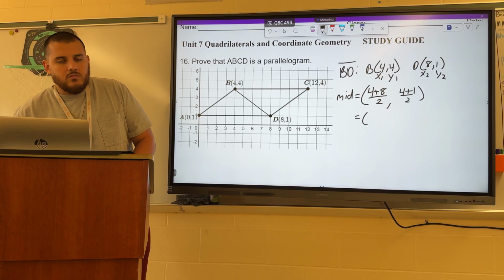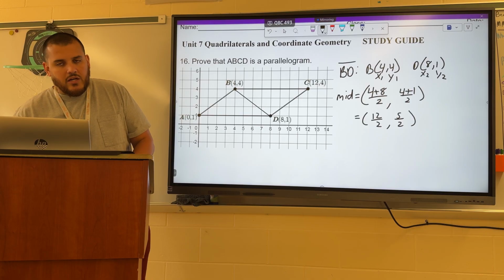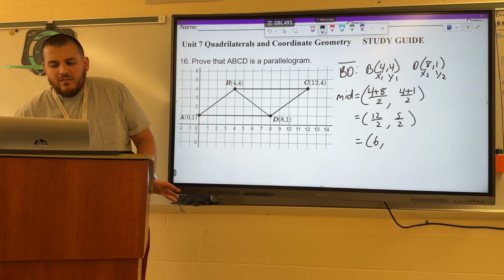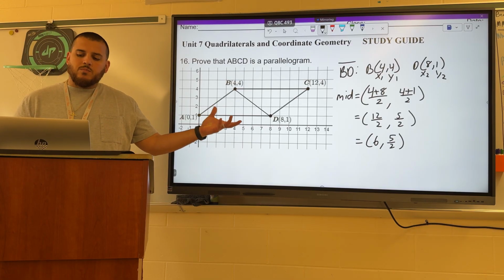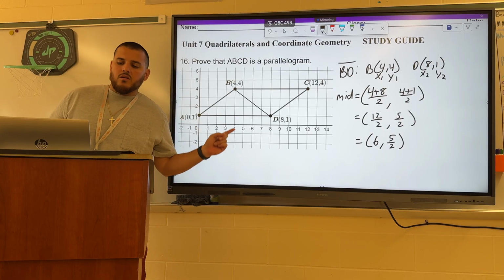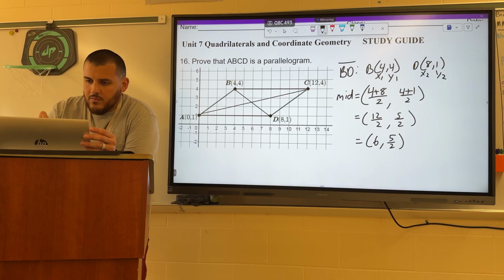Then we do order of operations. 4 plus 8 up top gives me 12. 4 plus 1 up top gives me 5, so I have to do that numerator stuff first. Now I can divide. 12 divided by 2 gives me 6. 5 over 2 is 2.5. We could write that, or I could leave it as 5 over 2 if I want to. That's my midpoint for that diagonal BD. Again, I can prove this is a parallelogram if AC has the same midpoint.